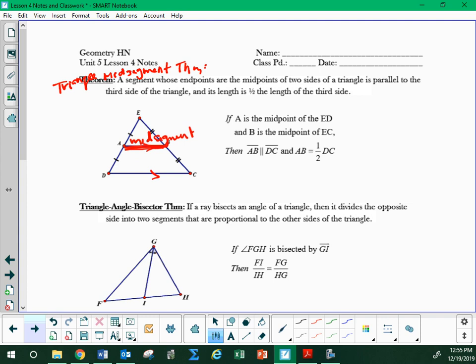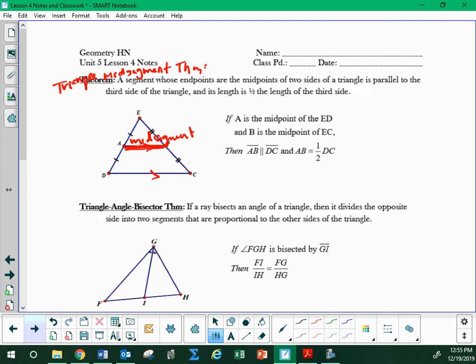Now, the reason why this is true is from our side splitter. We can know it's parallel because, again, that ratio is going to be the same. 1 dash to 2 dashes would be 1 to 2. So we know it's parallel. And then, again, the ratio is 1 to 2. So, nothing new there, just a reminder. But again, if you forget that, you can just go back to what we were doing and set up your ratios.